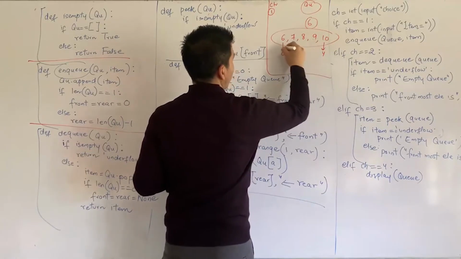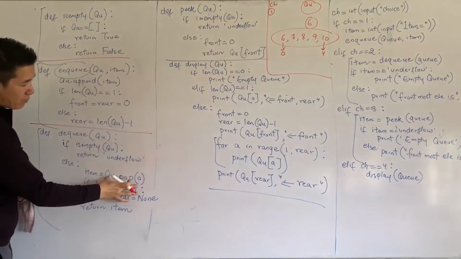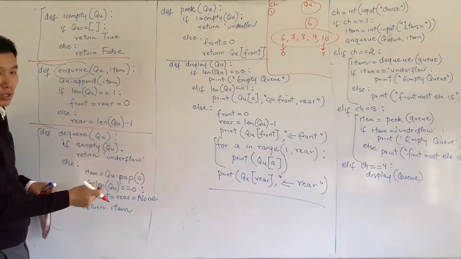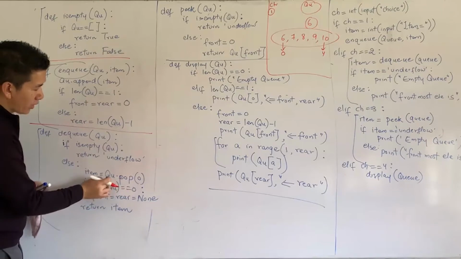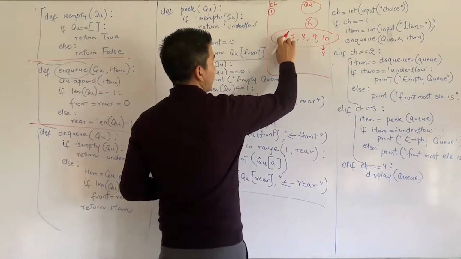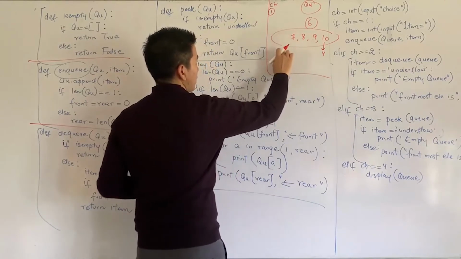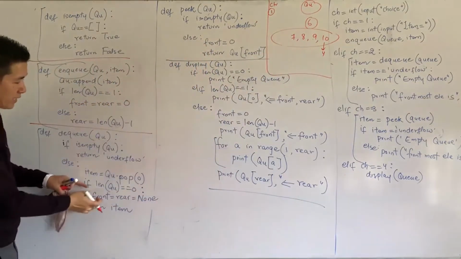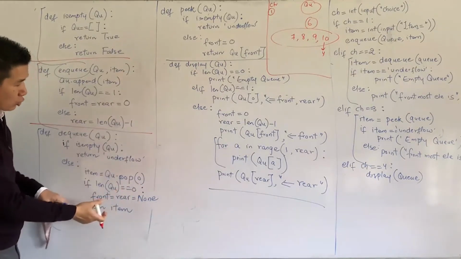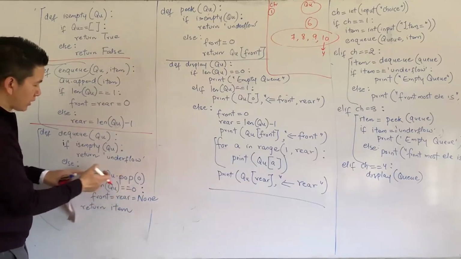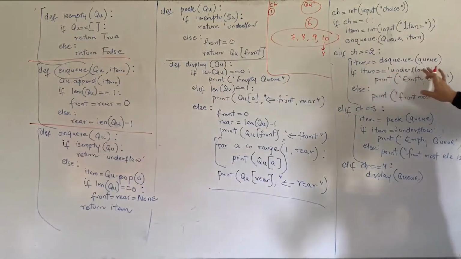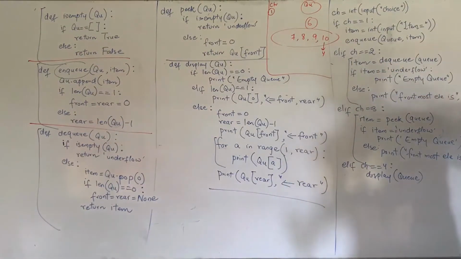This is 4, right? So the first element will be removed from the queue. Queue dot pop 0 means this will disappear. Okay, 6 will disappear, and then it checks whether the length of queue is equal to 0 or not, which is not the case. So that particular 6 value will be returned, and then it will be received in item, which is not equal to underflow. The foremost element is the 6.